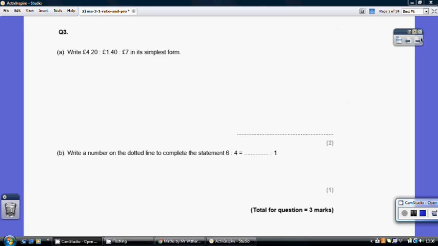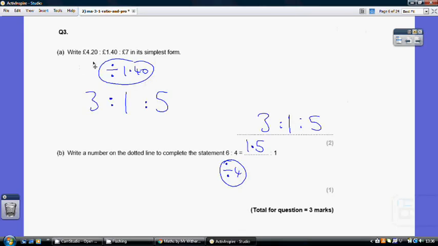Question 3. So I want to write this ratio down in its simplest form. So let's see if I get whole numbers when I divide through by 1.40, and I do. So 4.20 divided by 1.40 is 3. 1.40 divided by 1.40 is obviously 1. And 7 divided by 1.40 is 5. So in its simplest form, I get 3 to 1 to 5.